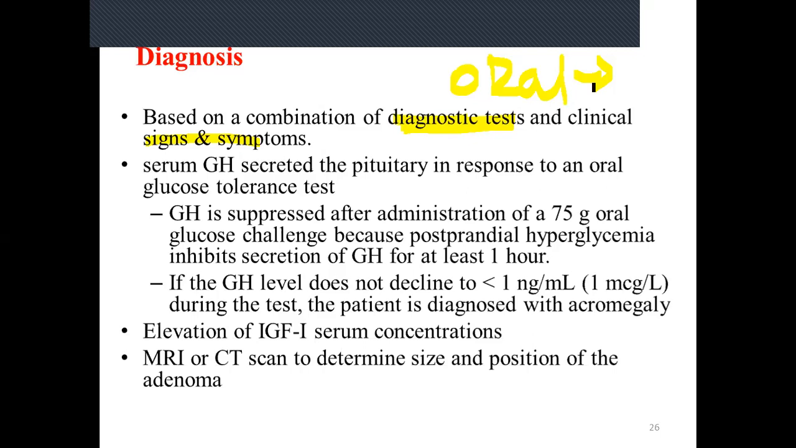Anyone who can try? Pardon the question, sir. What does oral glucose tolerance test stand for?